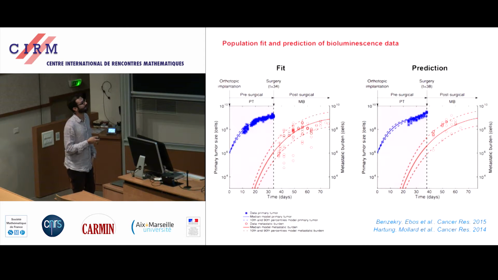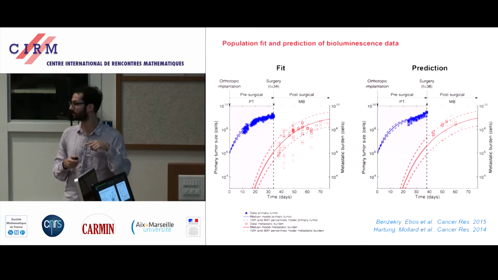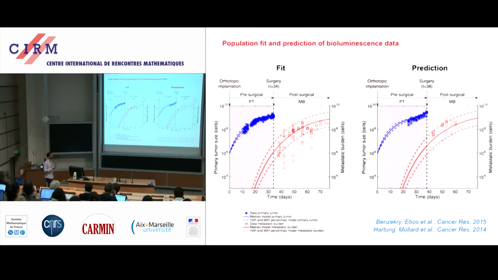And this is the kind of fit that you can get. So here you have again the data and the model. You have the distribution on the parameters, and from this distribution of the parameters, you can simulate a distribution of model outputs. And then you take the median value of these model outputs and the 10th and 90th percentile, and you can compare it to your data.